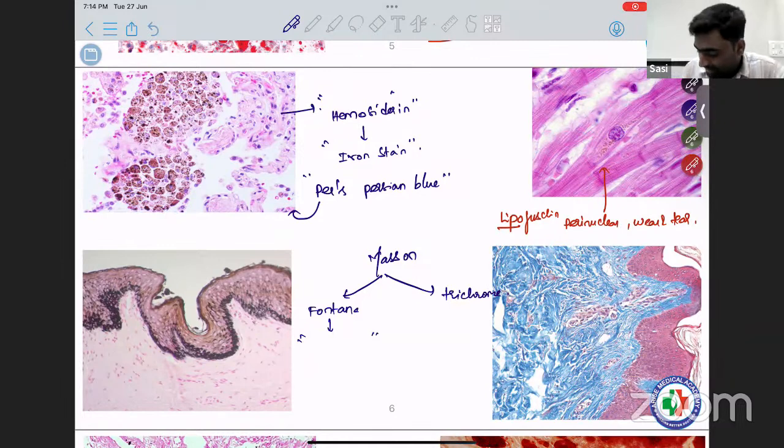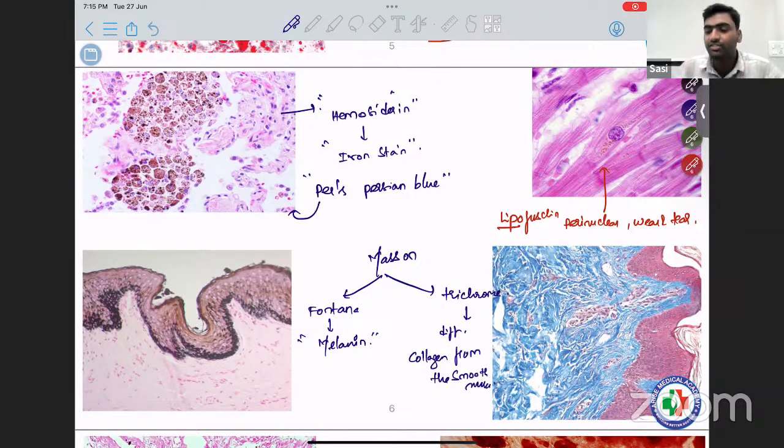Yeah, fine, you are getting it correct. It is the melanin. Masson Fontana is used to stain the melanin. Next one is the Masson trichrome. Masson trichrome stain is used to differentiate collagen from smooth muscle. In the case of granulation tissue, there will be abundant formation of collagen, so we need to differentiate it from smooth muscle. So we'll stain with the Masson trichrome stain. Okay, you just remember.